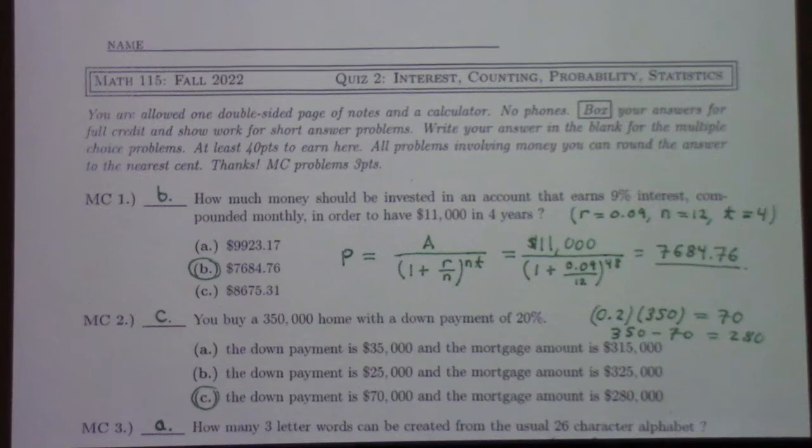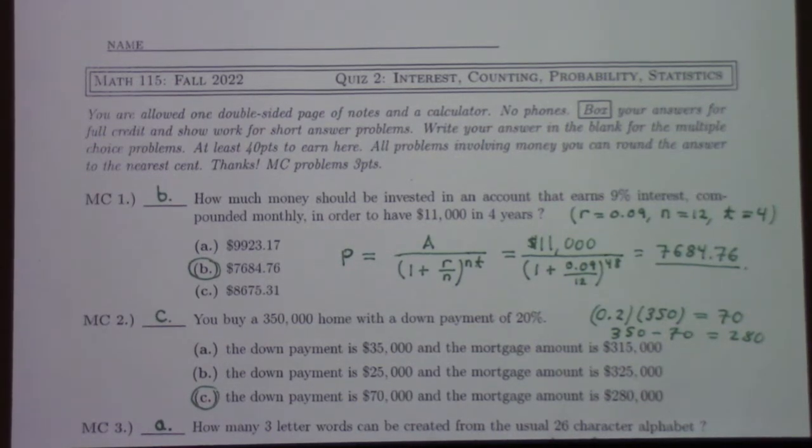All right, anyway, moving on here. So we want the future amount to be 11,000, so we end up with, A divided by 1 plus r over n to the nt is the formula we used for this, and that works out to $7,684.76, which was option B here.